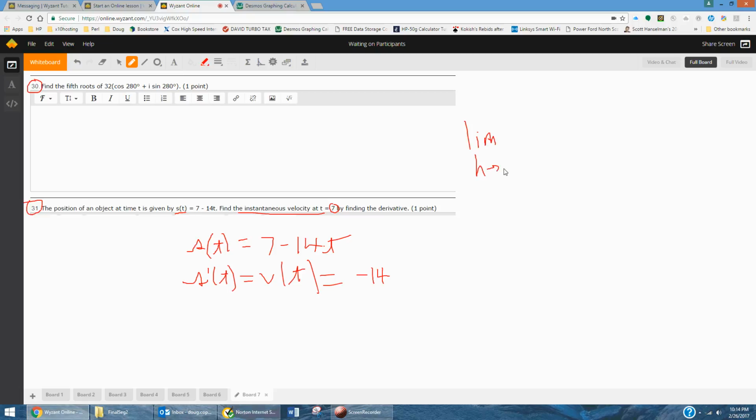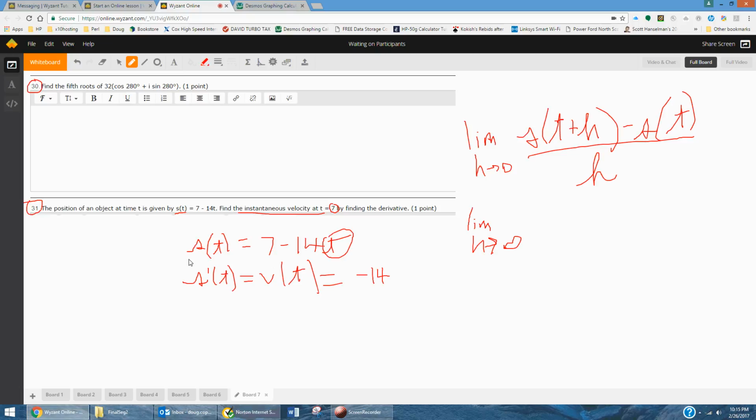Now I think they're expecting for you to get credit on this one to do this: the limit as h approaches 0 of s of t plus h minus s of t over h. So I'm just going to show this to you. This is the limit of a difference quotient. So that would equal, what is s of t plus h? I put t plus h in for this t. This is like the format for the s function.